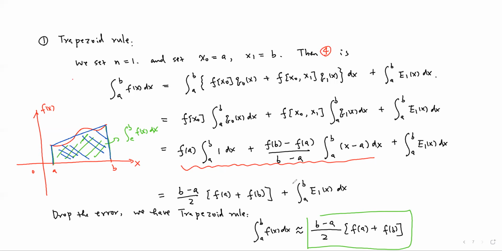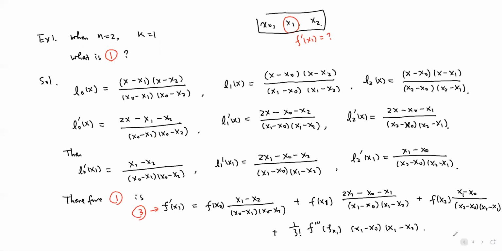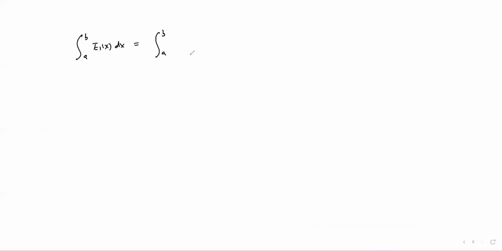Okay, now next, let me evaluate the error term. The error term in detail is E1, the error with n equal to 1. It is 1 over 2 factorial, the second derivative at some point psi, where psi depends on x, times (x minus x0, which is a) times (x minus x1, which is b). Let me evaluate this.